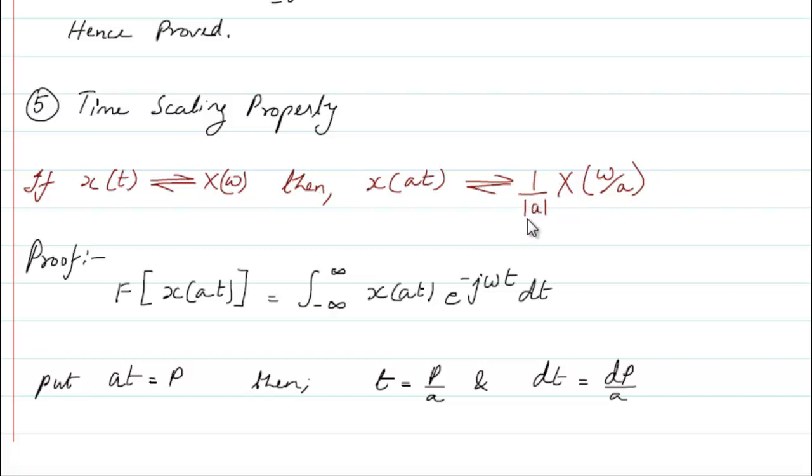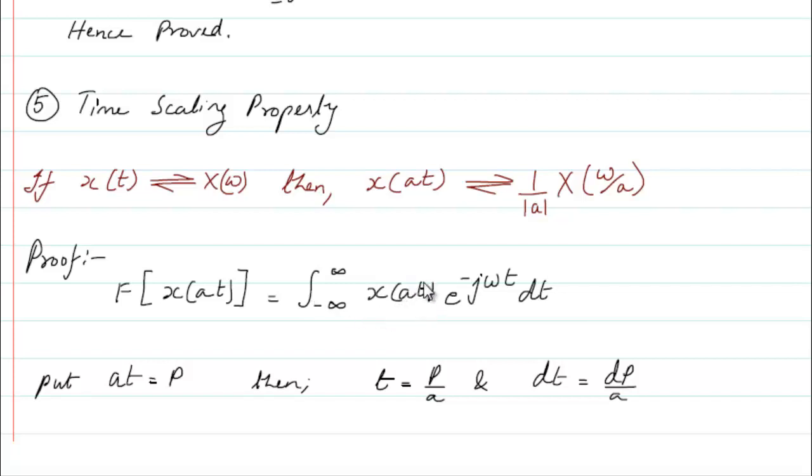Now, why does a have an absolute value? Let us look at that with the help of this proof. If you want to take the Fourier transform of any function, you write that function multiplied with e raised to the power minus j omega t dt. This is the equation of the Fourier transform.